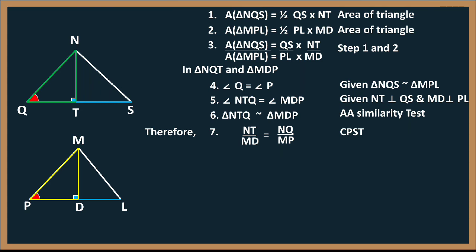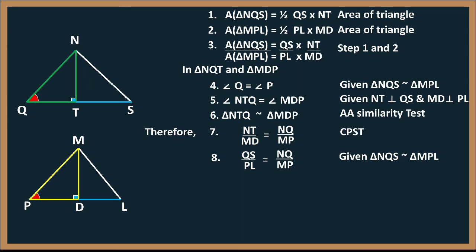Next, we can also write QS upon PL is equal to NQ upon MP. Now, how am I concluding this? This is because we are already given that NQS is similar to MPL. So, if the triangles are similar, definitely the corresponding sides are in proportion. That is how I come to this conclusion.